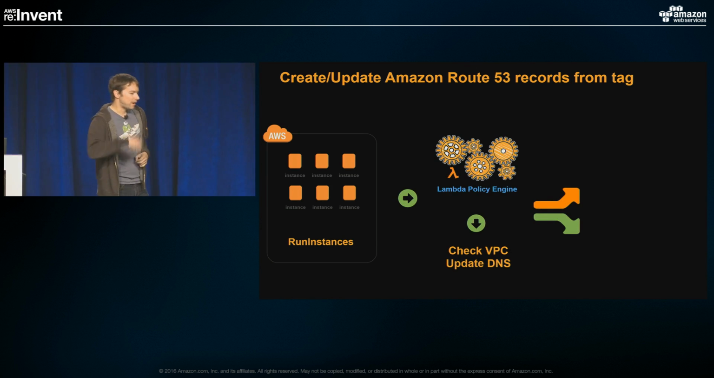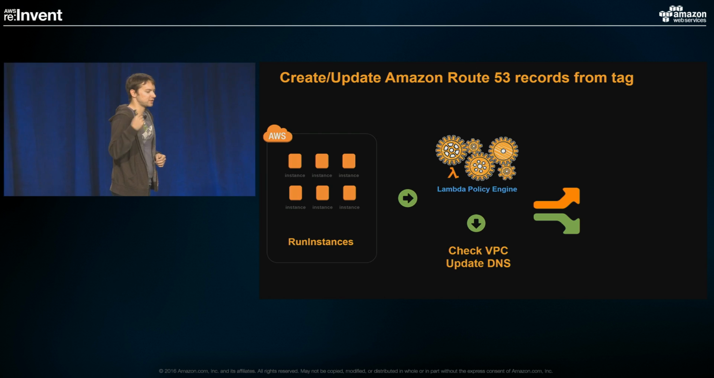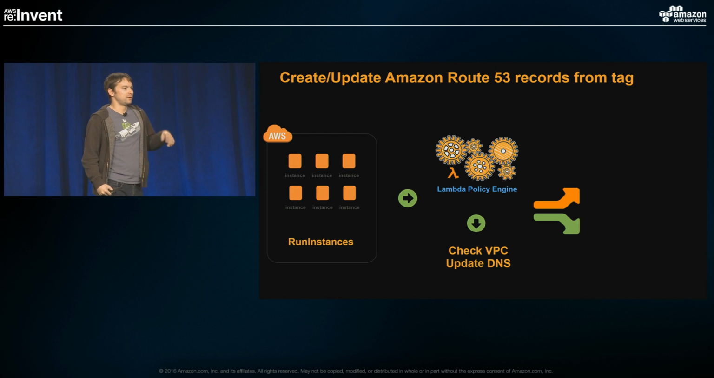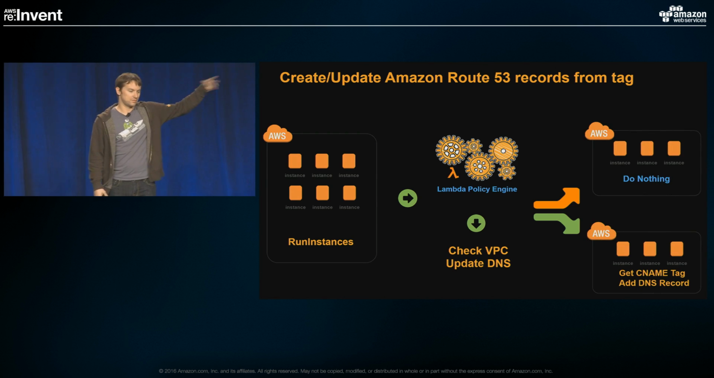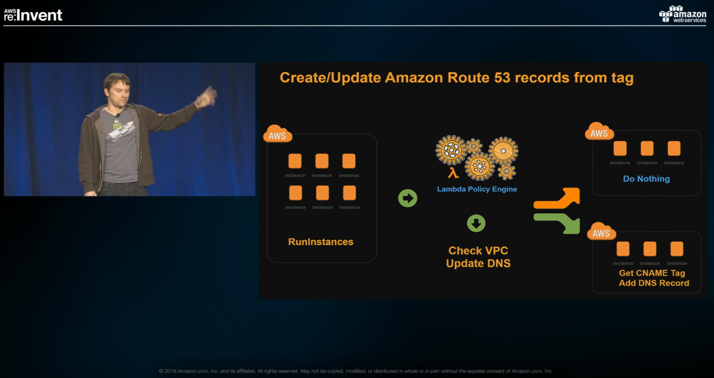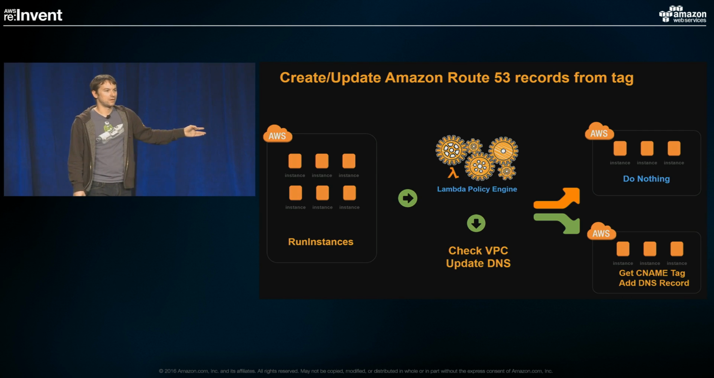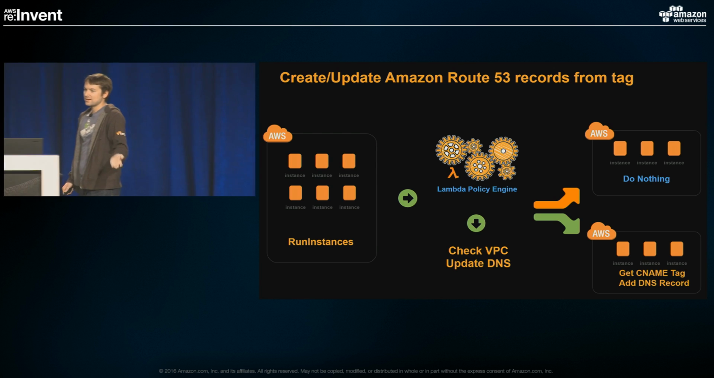Anyway, so you have your Lambda policy engine executing. You check the VPC. You check that everything's right and that it's routable and that it has the right stuff. And then you update your DNS. There's no negative action to this. You just do nothing. But you can add a CNAME tag and add a DNS record that allows you to reference this instance quite easily.